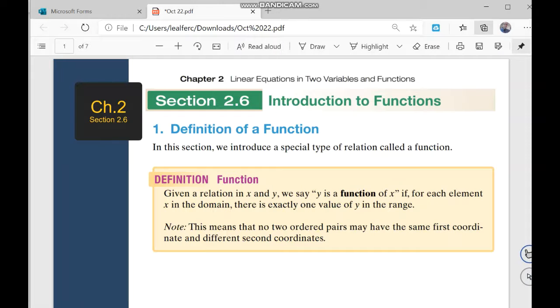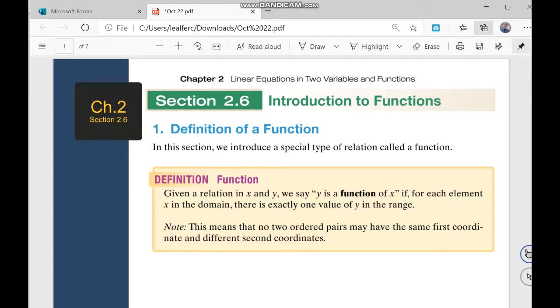A new topic, section 2.6, Introduction to Functions. And I will read here this definition of a function, and probably you will not understand just by reading the definition. Don't be worried, because I think you're going to understand. I'm saying it's a lot, but let's keep it simple. We will understand on the examples, by working on the examples. It's very straightforward, very simple.